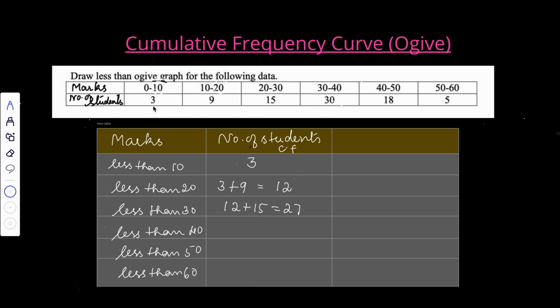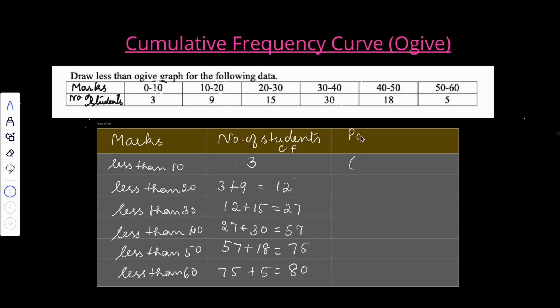Less than 40, all this together, that is 27 plus 30. We are getting 57. 57 plus 18 for less than 50, we are getting 75. And the last one is 75 plus 5, that is equal to 80. Now which points to plot? It is always the upper limit plus the cumulative frequency.